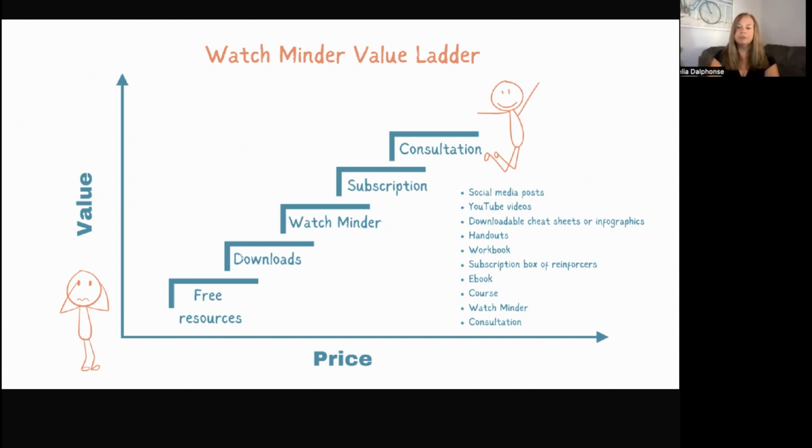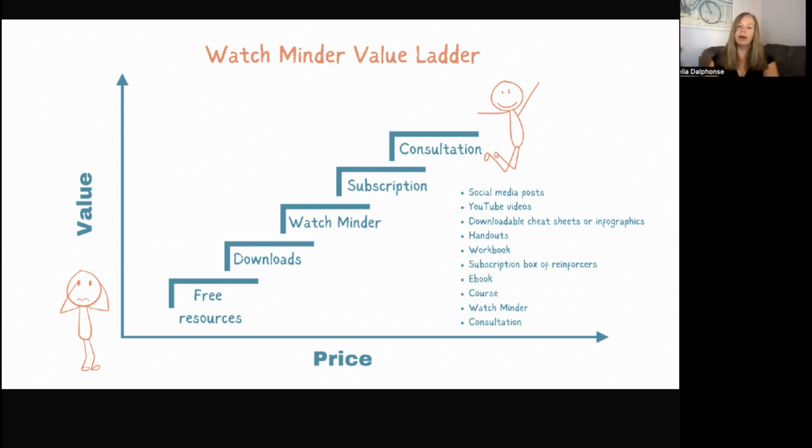We might do some YouTube videos. We could do some downloadable cheat sheets or infographics. We could create some handouts, a workbook, a subscription box of reinforcers. We could write an ebook. We could create a course on teaching self-management skills. We'd obviously have the Watchminder in the value ladder as something that they could purchase. And we could offer consultation to our ideal customer to help them implement the framework.